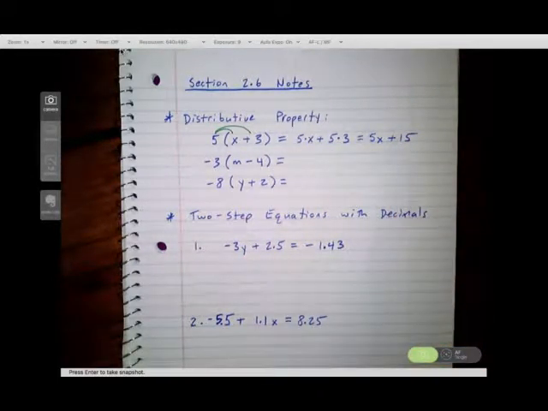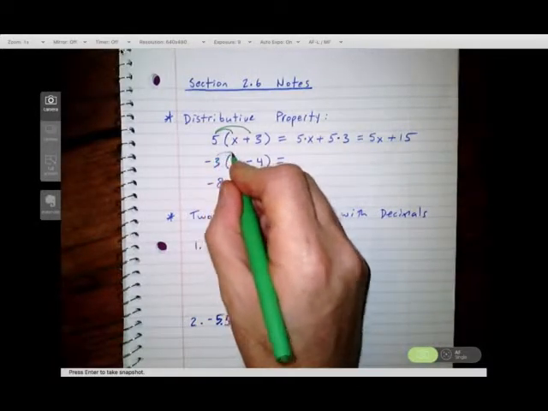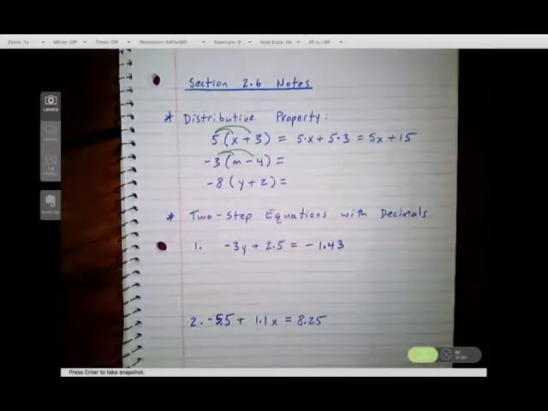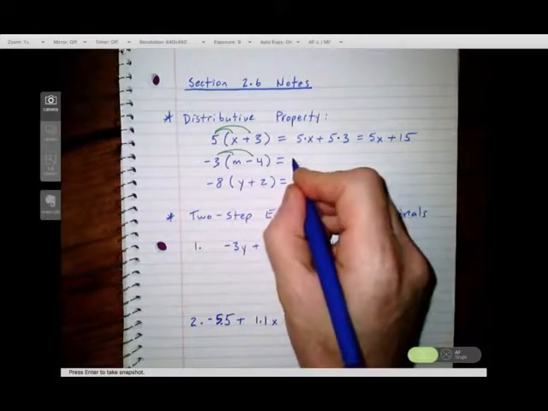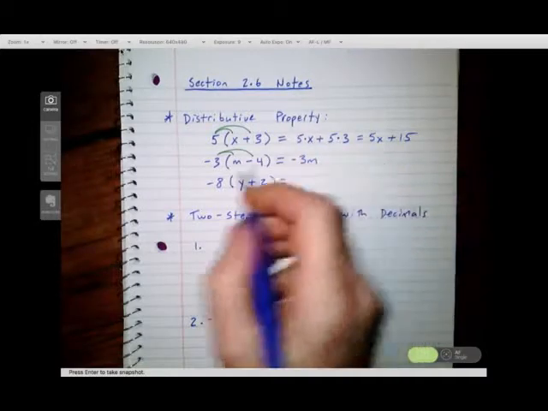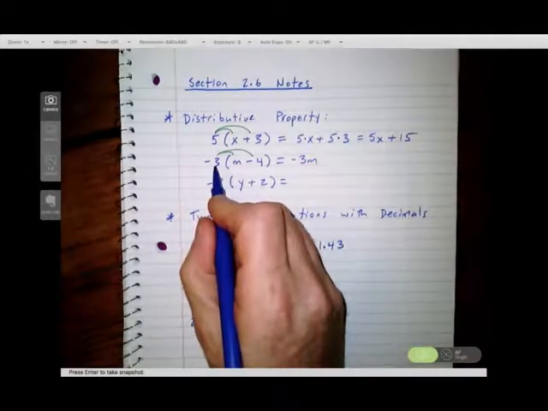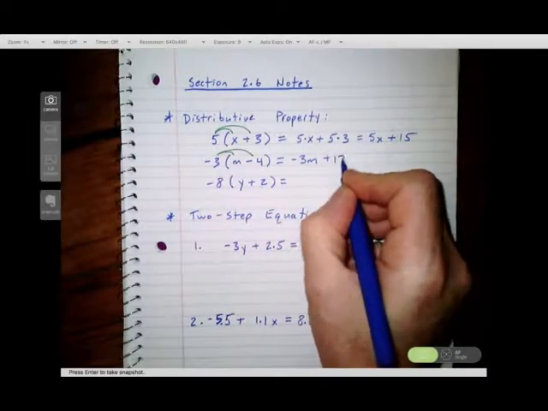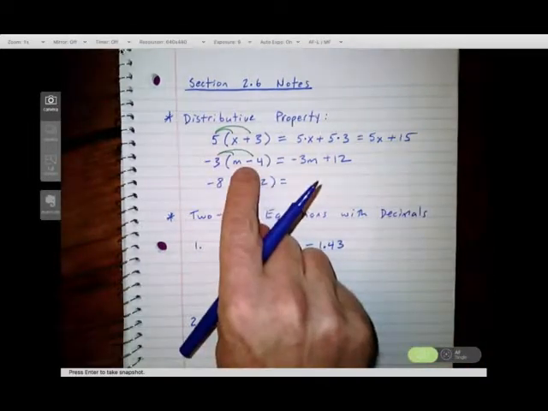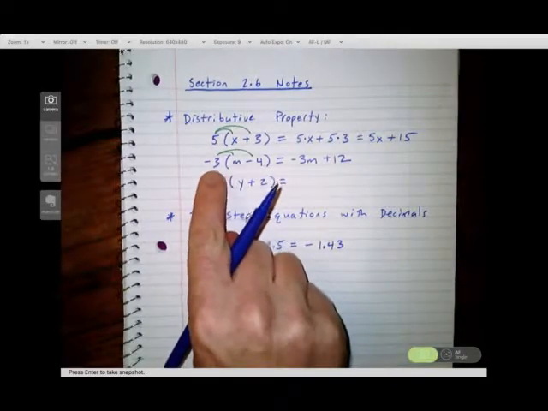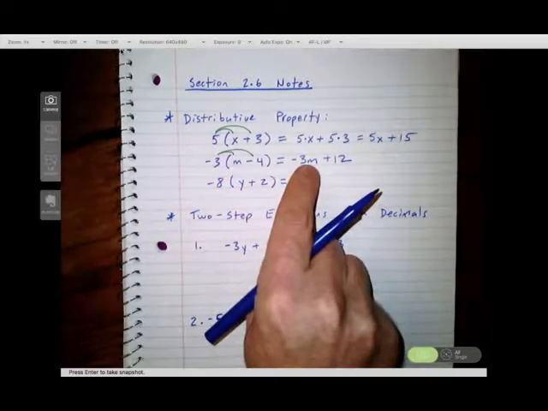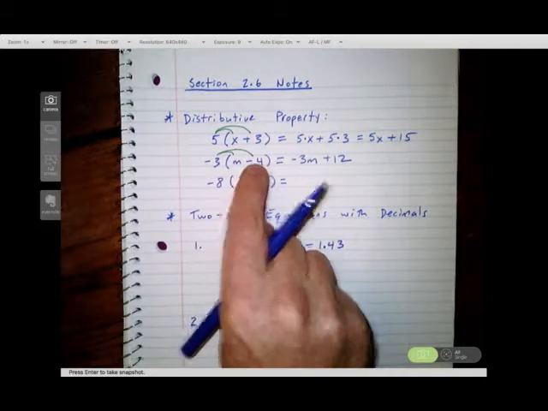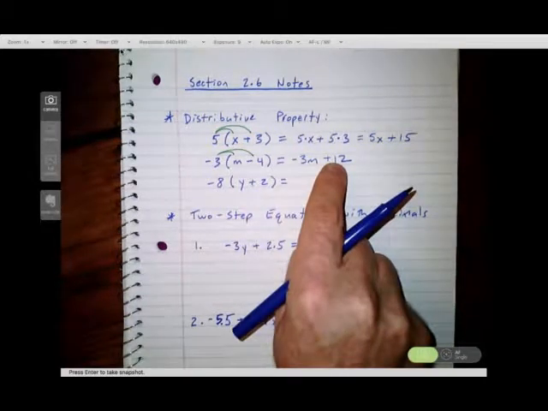Okay, here's another one, except instead of multiplying by 5, we're going to multiply by a negative 3, but it's the same thing. And this one, I'm just going to write the answer down. Negative 3 times m is negative 3m. And now this is where it gets a tiny bit tricky: negative 3 times negative 4 is positive 12. Multiply everything in here by negative 3. Negative 3 times m is negative 3m. Negative 3 times negative 4 is positive 12.